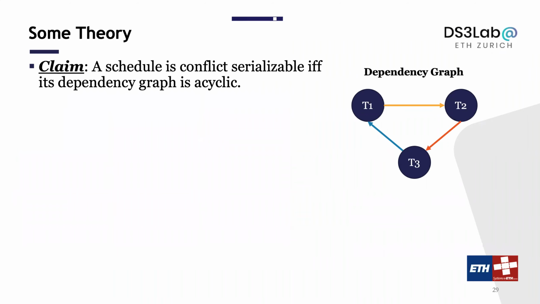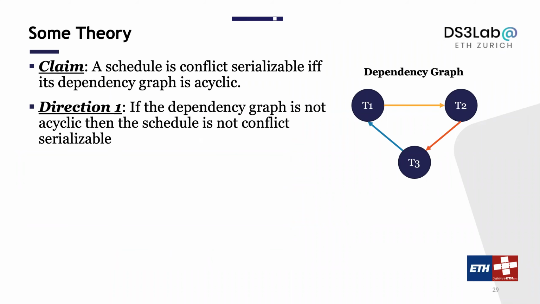So now let's get a little bit more formal. Here's a claim: a schedule is conflict serializable if and only if its dependency graph is acyclic. There's no loop in the graph. So how to prove it? We are not going to go through the whole proof, but just some intuition. You prove it in two directions.